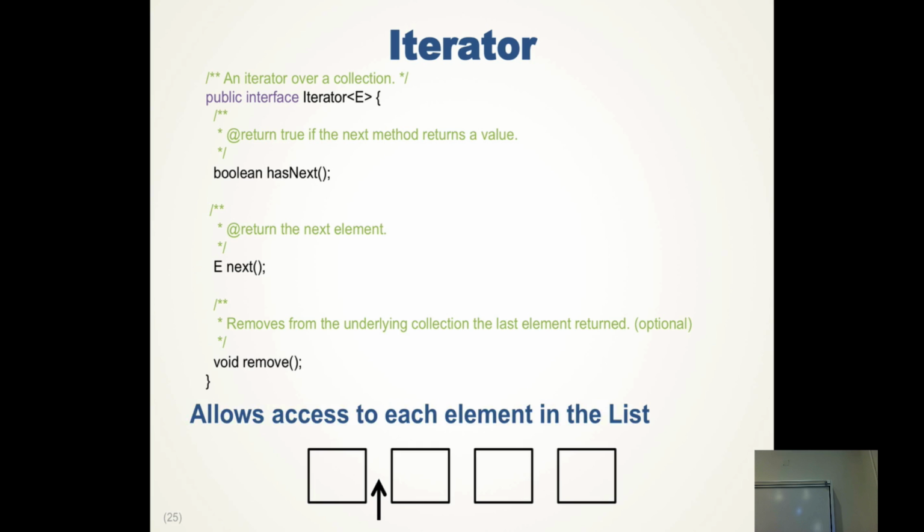Yes, because it remembers where it is, right? But if you want to get to the third one, it's still big O of N to get to the third one. You have to call next 3 times. But it is more efficient if you're going to loop through the list or the set or whatever. It's much more efficient to use the iterator because each time you call next, that's a big O of 1 operation.